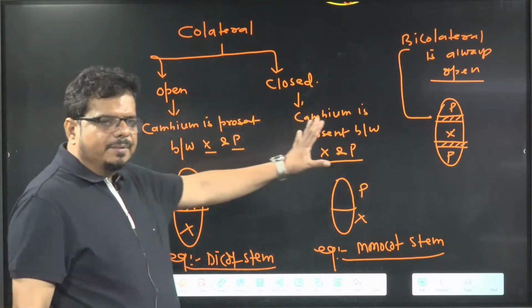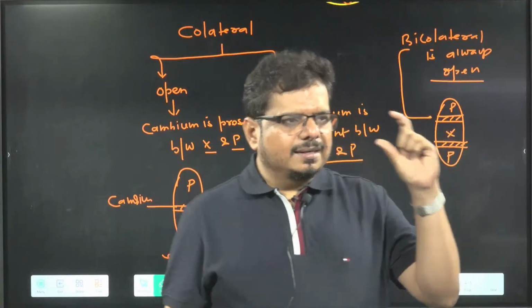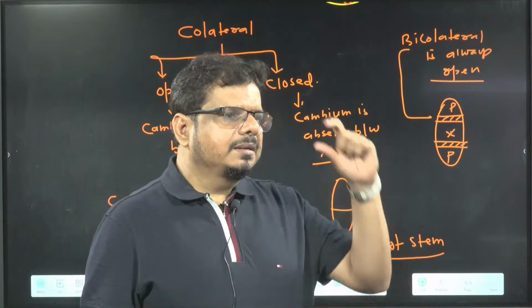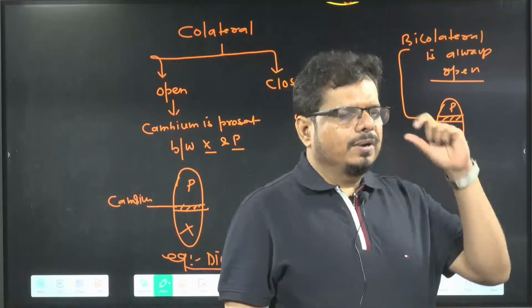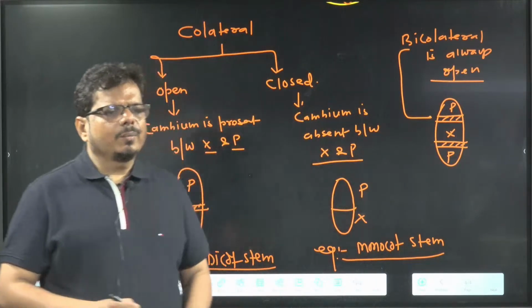Any problem in vascular tissue? You got the meaning of everything. Conjoint meaning what? Collateral meaning what? Bicollateral meaning what? What is open? What is closed? Everything clear now? Yes. Now we are moving ahead.